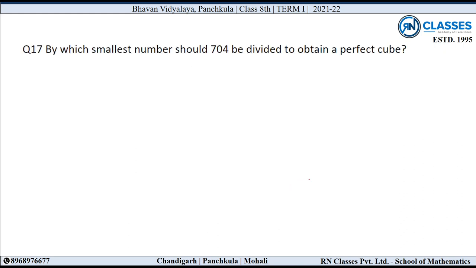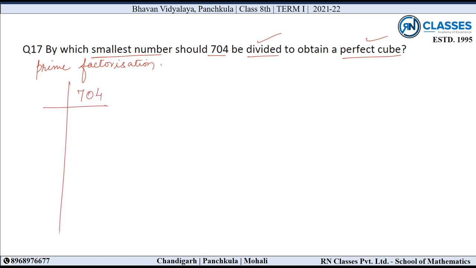Right? Question number 17. By which smallest number should this be divided to obtain a perfect cube? Divided, perfect cube. What do we have to do? It's a 3 marker question. Prime factorization. You will do prime factorization. So we have to do the prime factorization of 704. 4 means it's an even number, divisible by 2, 352. Still an even number, divisible by 2, 176. Again an even number, divisible by 2, 88. Again even, 44. Again even, 22. Again even, 11.